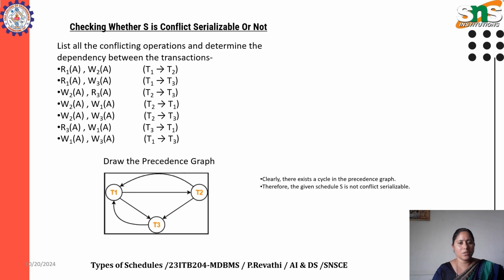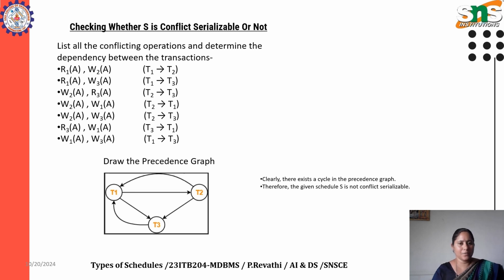W2 of A, W3 of A, that means T2 to T3. R3 of A, W1 of A, dependency T3 to T1. Again W1 of A, W3 of A, T1 to T3. So for that you have to draw the precedence graph.